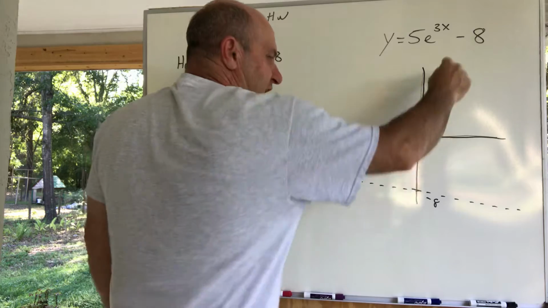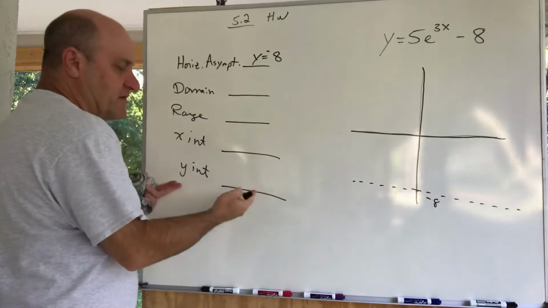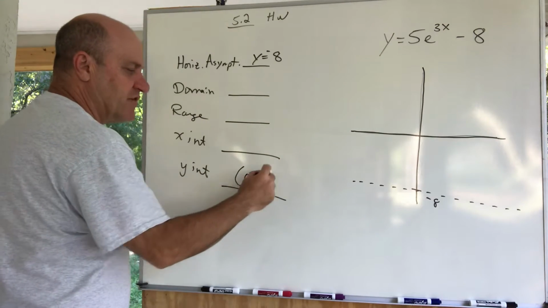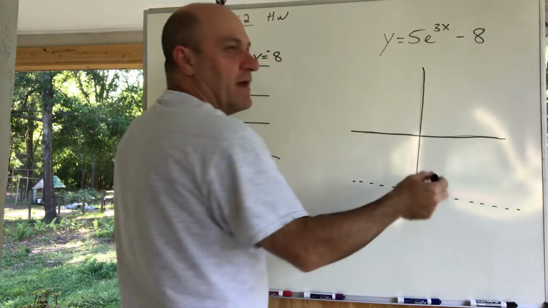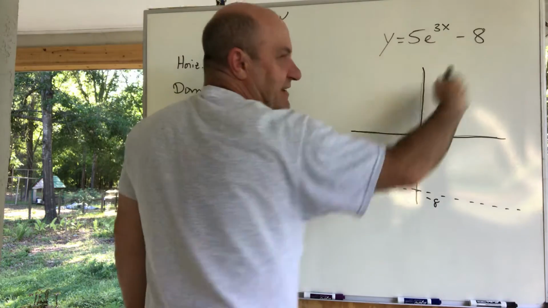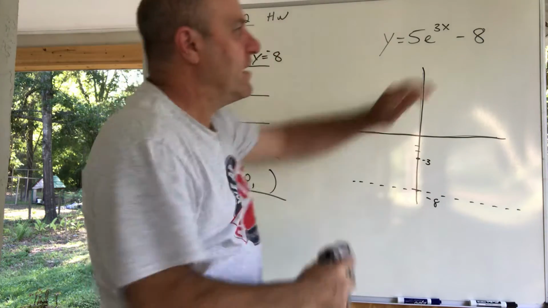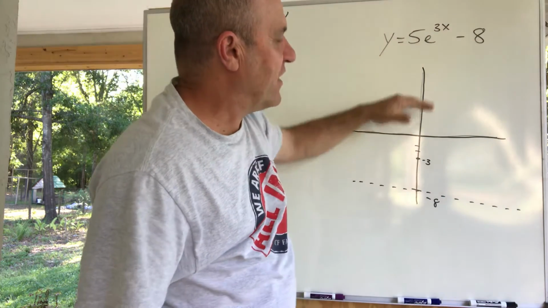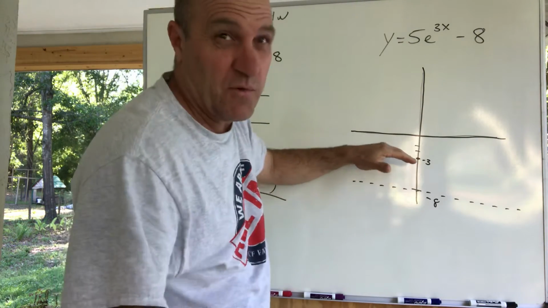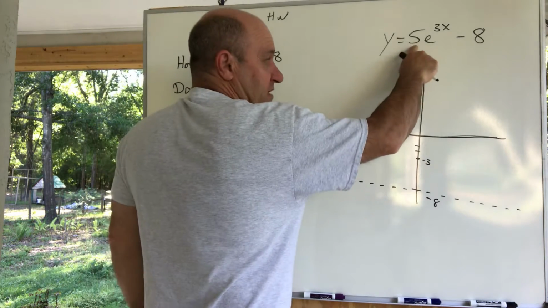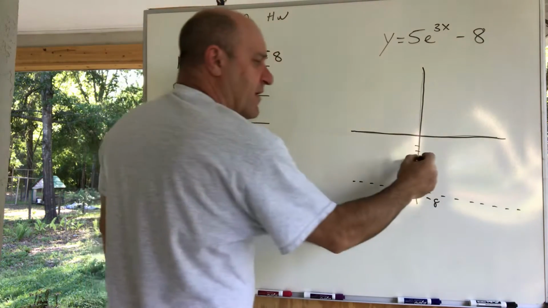Okay, then the graph does something here. The y-intercept is always so easy. You plug in a 0 for x and you get the y-intercept. You get e to the 0, that's 1, times 5 is 5. Subtract 8, it's negative 3. You might have thought that the y-intercept is at 5. Well, it was at 5 until it got shifted down 8. So now it's down at negative 3. That's one way to think about it. Or you could just plug in a 0 and do the math. We got negative 3.